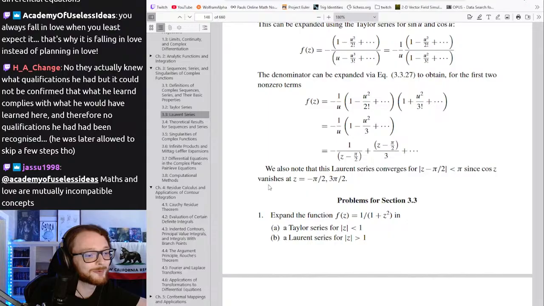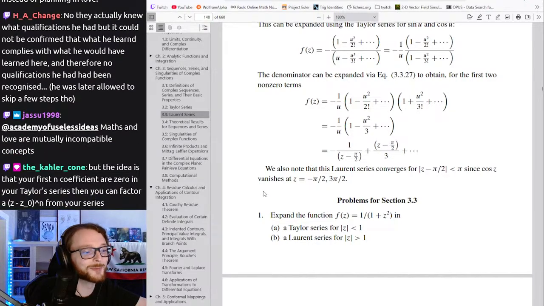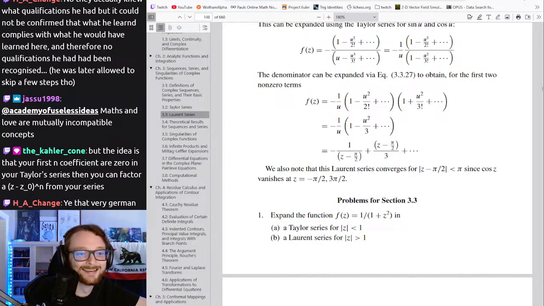Oh, later I'll skip a few steps though. All right. I mean, judging purely based off stereotypes, I feel like the Germans are pretty rigid with their processes like that too. Math and love are mutually incompatible concepts. That's one take. I feel like a lot of mathematicians have lived out that take too, so I can't even necessarily debate you on that.